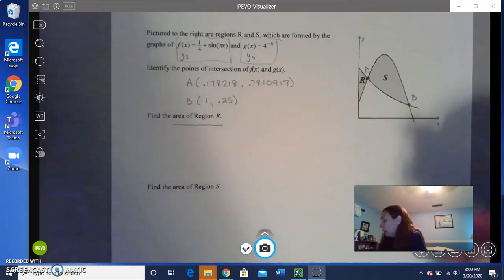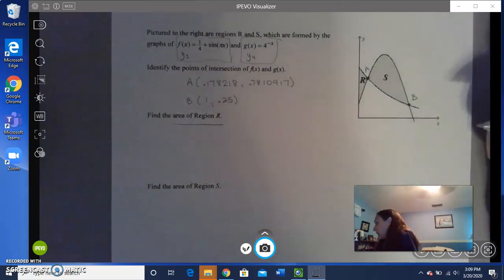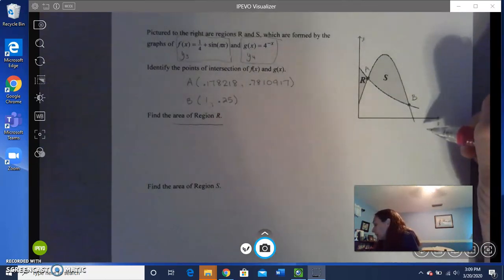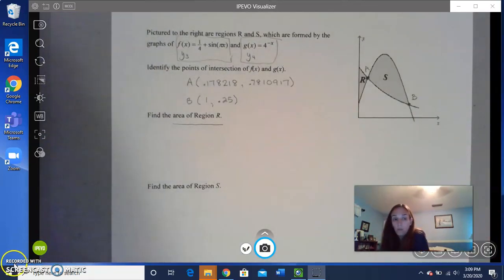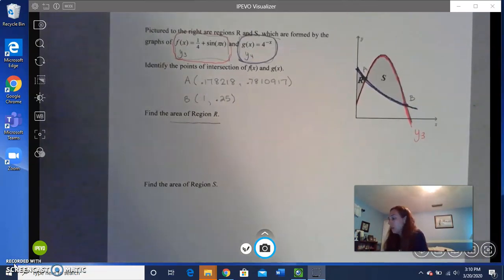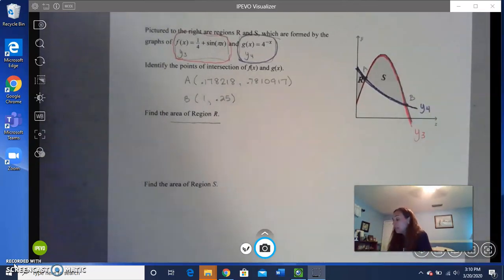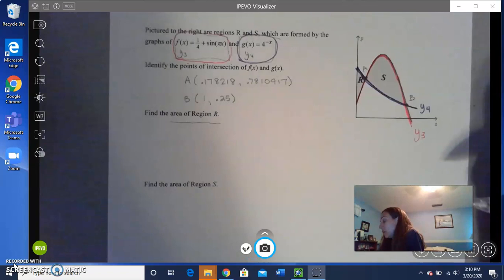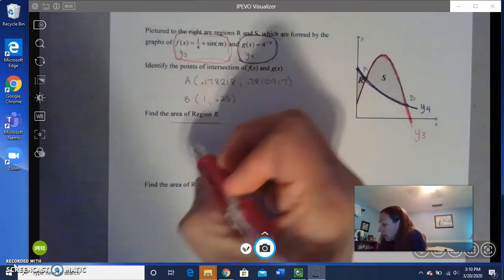Before I do that, I need to figure out which graph is which equation. Which one is F and which one is G, or as I've labeled them now, which one is Y3 and which one is Y4. Okay, so I thought about which was Y3, which was Y4, and I went ahead and color-coded them for us so that we'd be able to see which function is on top for which piece of the shaded region.